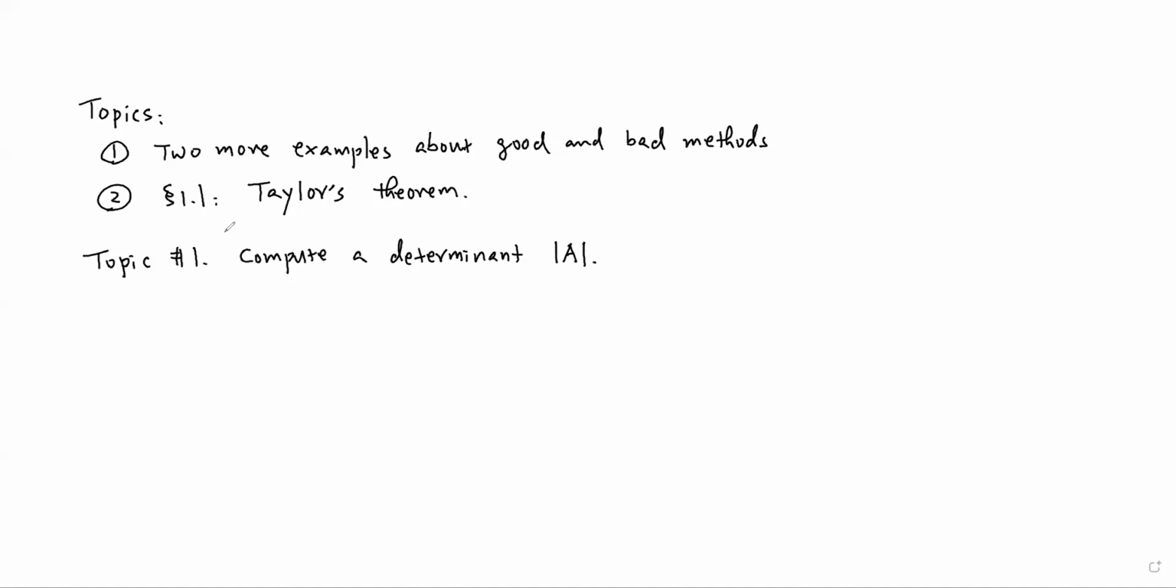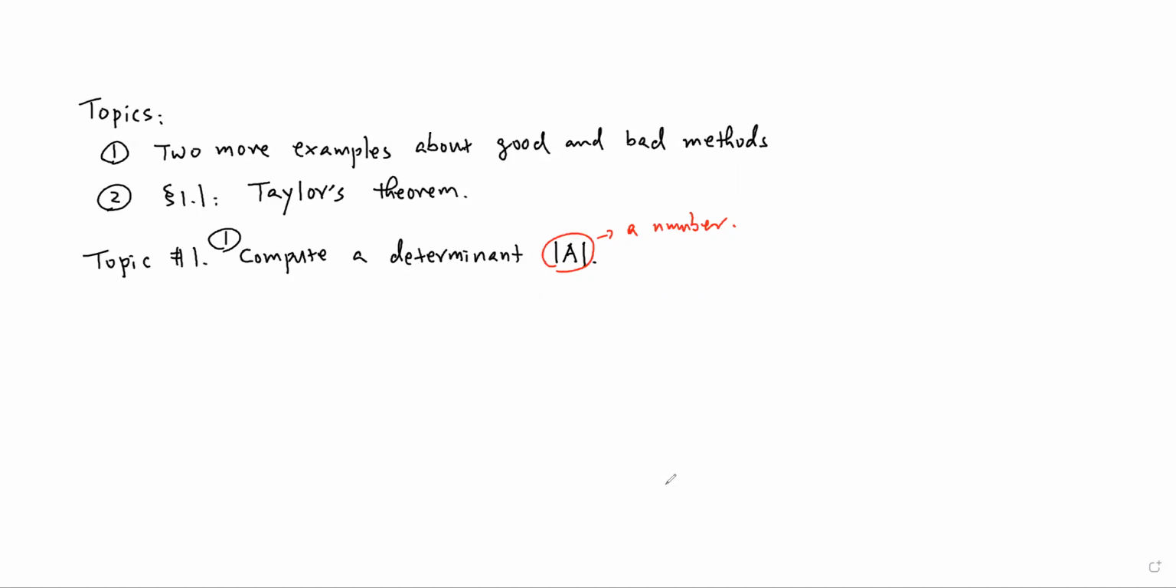The first example is I want to compute a determinant. Determinant is a number. The notation is this notation. It is a number. This number determines whether the matrix A has an inverse. If the number is 0, then matrix A has no inverse. Otherwise, A has an inverse.